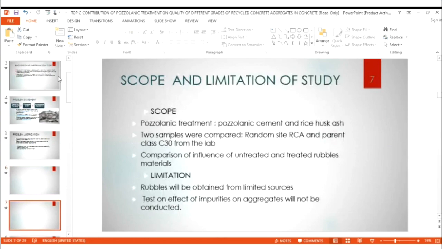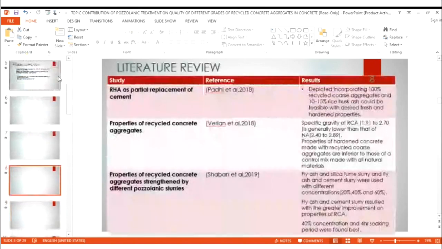Our scope included the pozzolanic treatments, for which we used pozzolanic cement and rice husk ash. Then we compared two samples, that was the random site RCA and the parent class C30 that was obtained from crushing a beam from the lab. Then we compared the influence of the untreated and treated rubble materials. Our limitation was that we obtained the rubbles from limited resources.